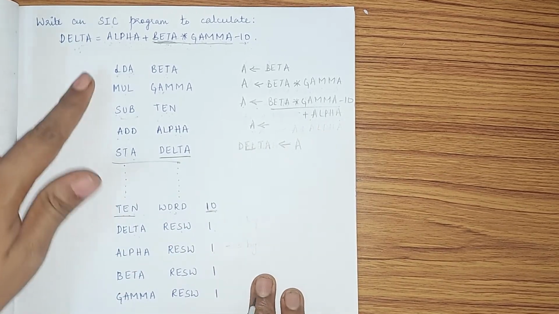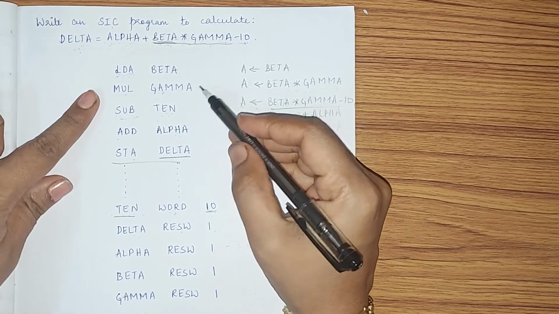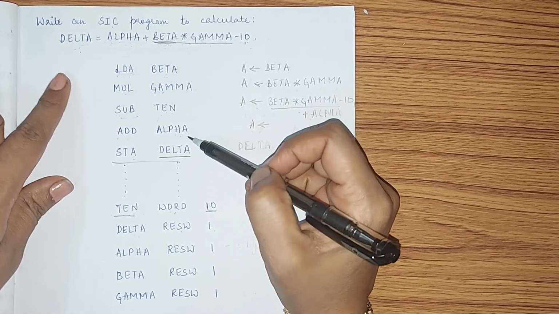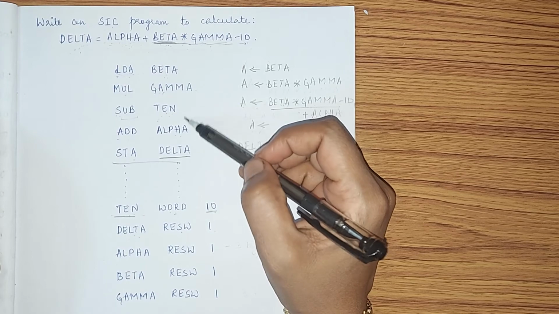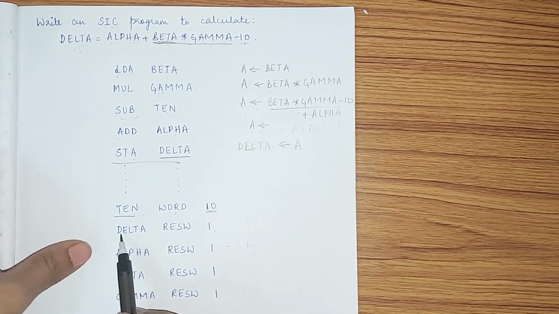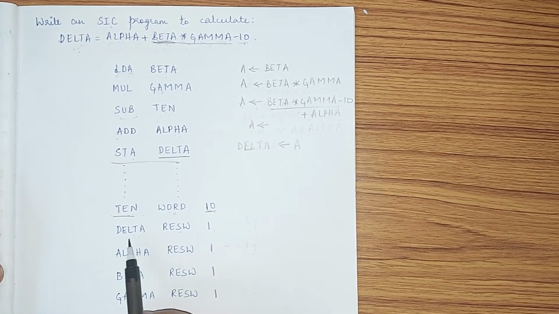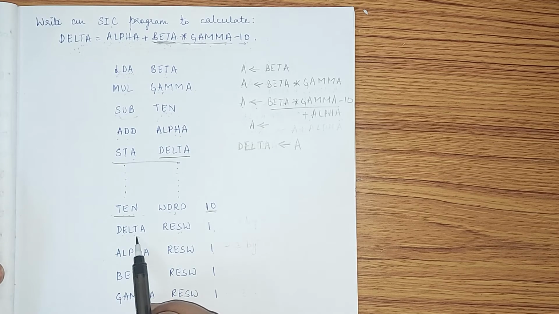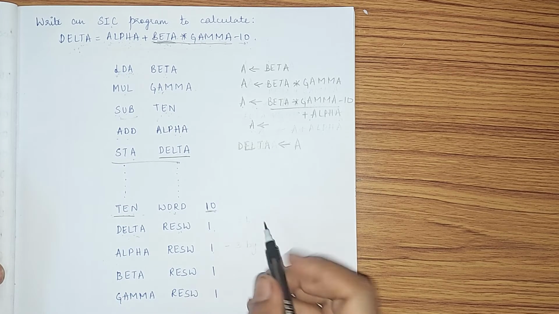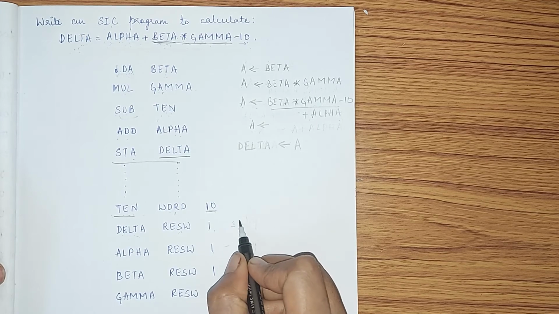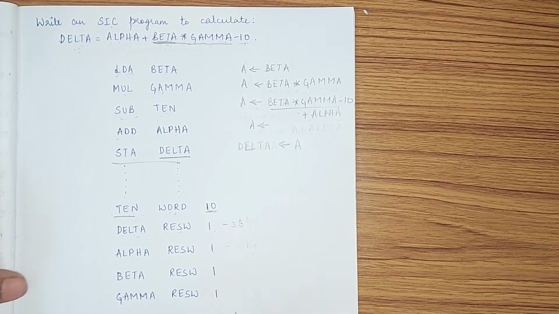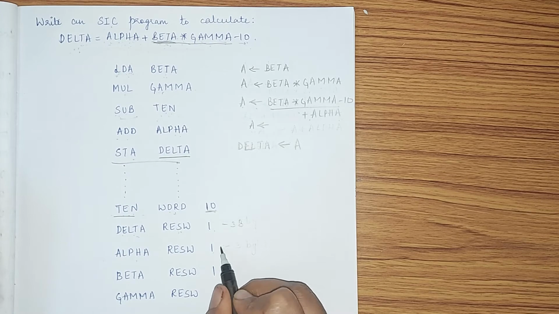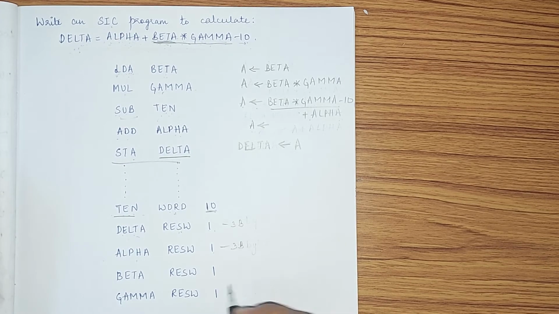So we have to define all these variables, correct? The assembler will not be knowing what they are. So we are defining them using these statements. That is, we are reserving delta with one word in our memory. What does one word contain? It contains 3 consecutive bytes. And alpha also is reserved with one word, which means 3 bytes.